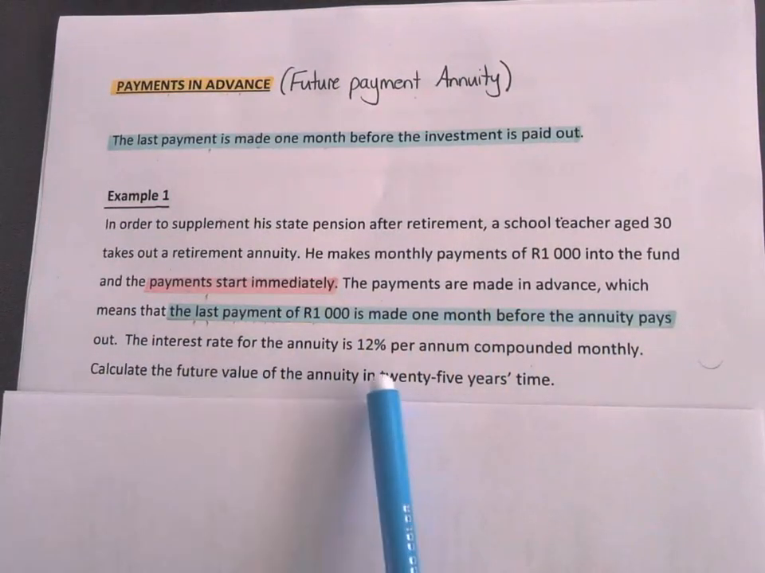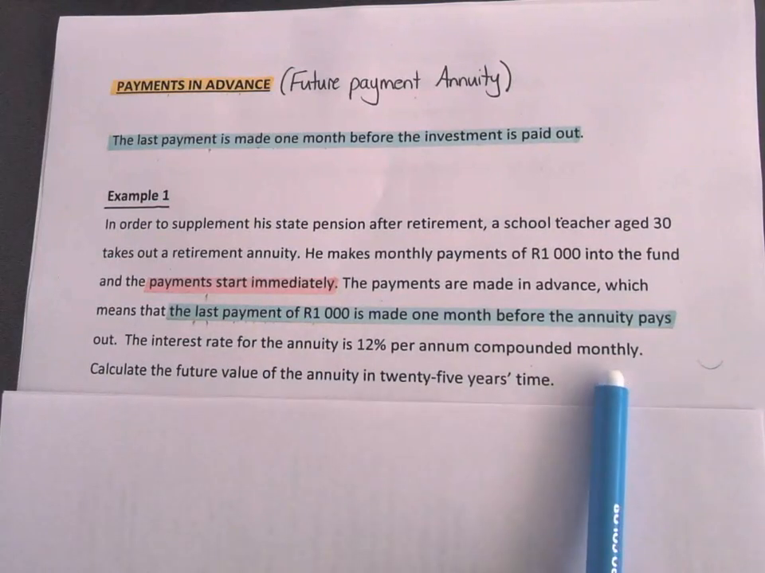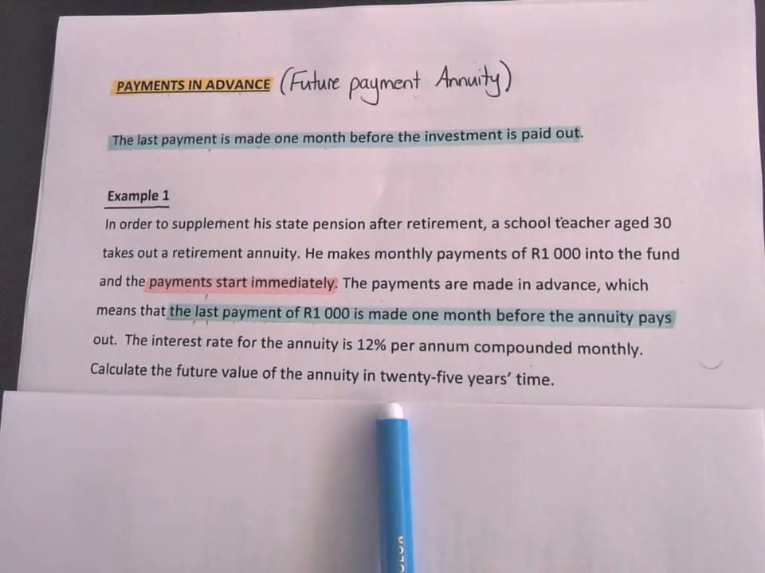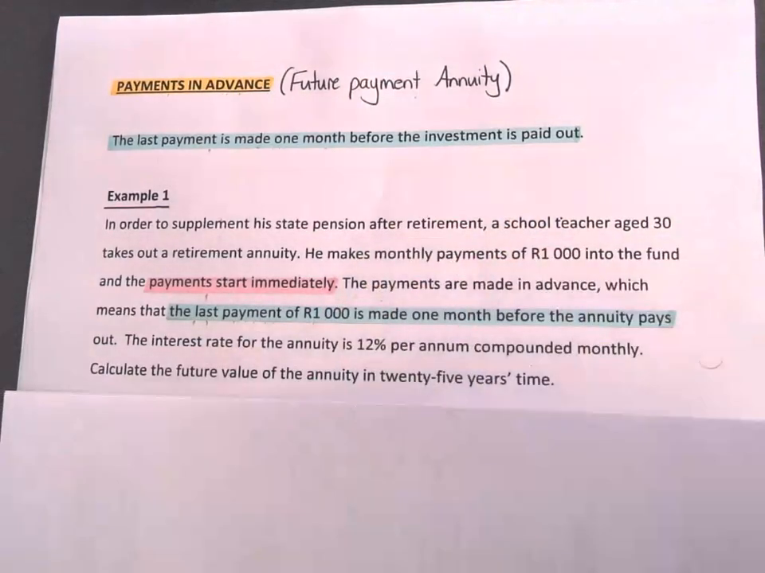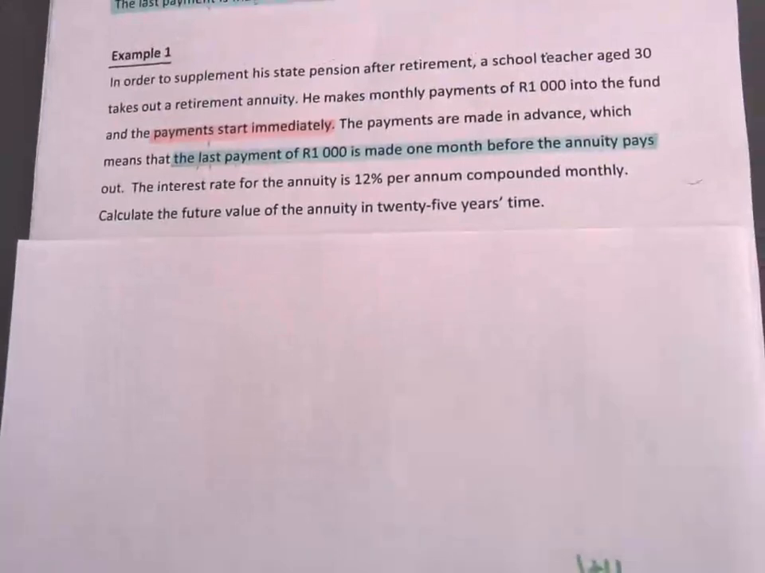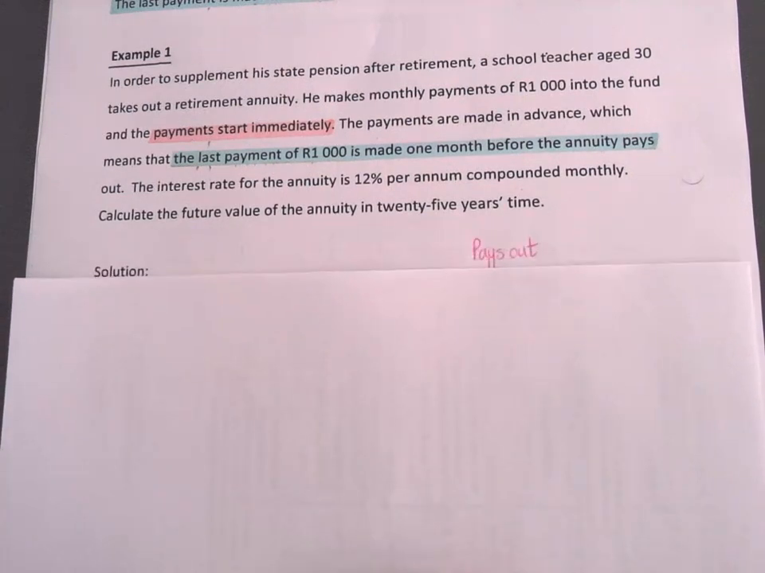The interest rate is 12% per annum, compounded monthly, and you have to calculate the annuity's value in 25 years' time. So we start with our timeline. Always draw your timeline. Don't think that you can spot read and know what to do. Draw your timeline. Okay.